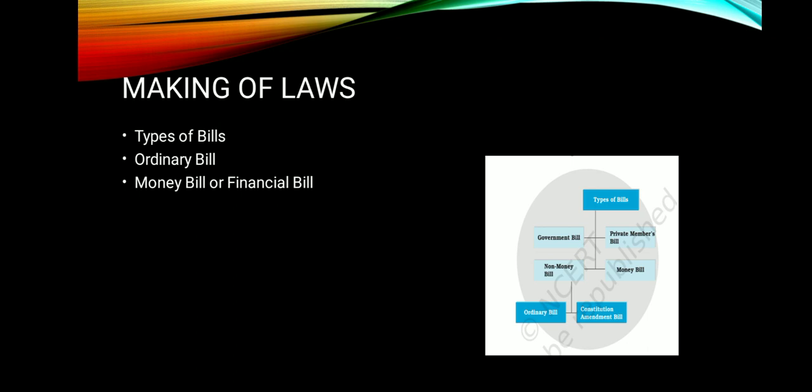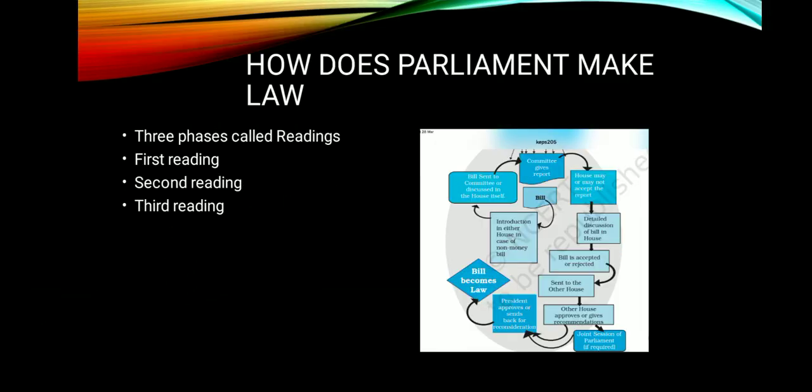A money bill is first introduced in Lok Sabha. It cannot be introduced in Rajya Sabha first. First it will be passed by Lok Sabha and then it will go to Rajya Sabha. But it is not so with the ordinary bill. Now, how does Parliament make law?